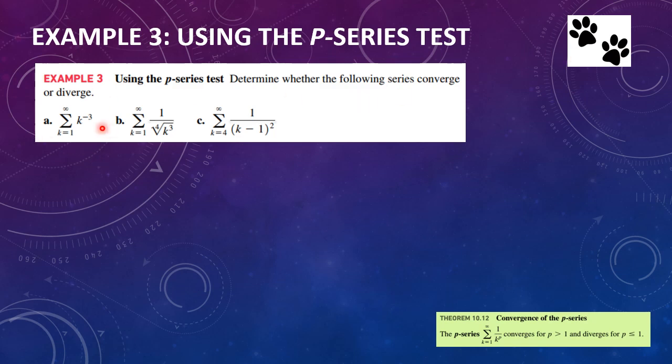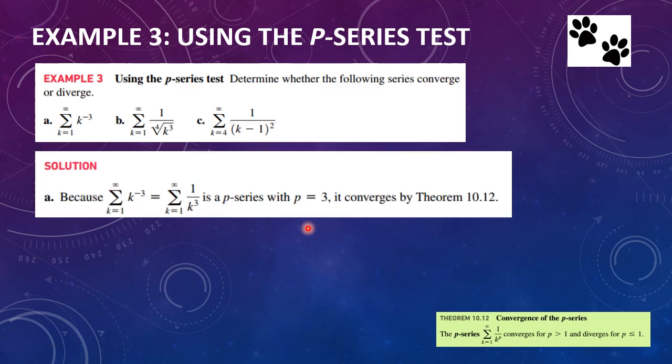Well, when we look at A, k to the negative 3 is 1 over k to the 3rd power, which would imply that p equals 3. When you look at the model here, 1 over k to the p, k to the negative 3 is 1 over k cubed, so p equals 3, and since p is greater than 1, this infinite series would converge by theorem 1012.